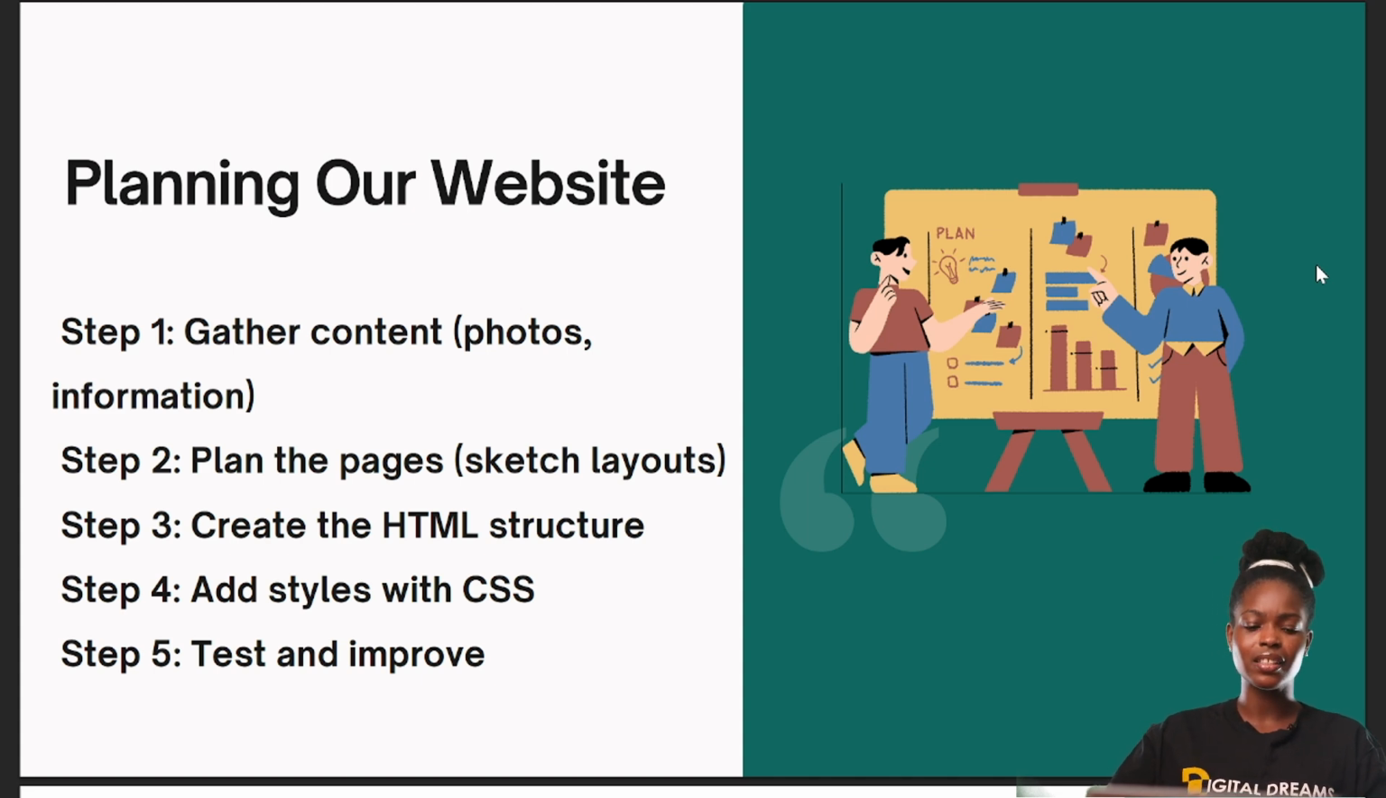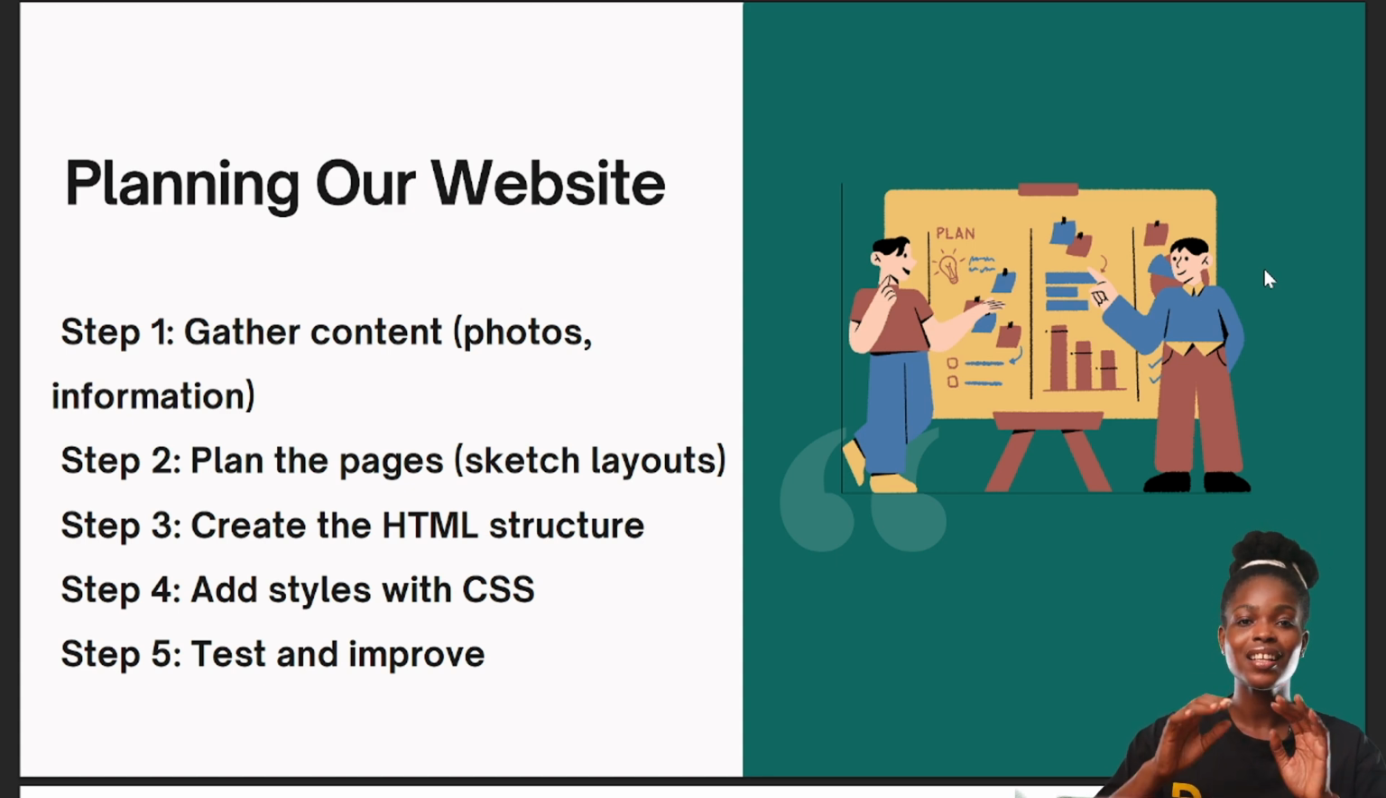okay, by designing it. So what we'll do is we'll gather content first. Make sure you have photos already and enough information. Okay, plan the pages, the sketch layouts, then you create the HTML structure. What else do you use? The CSS. This is where the CSS comes in. You decorate your home. And how do you do this? You use the CSS styles, you beautify it, you add color, you change the font family, font style, anything you want to do with that website. This is the time you do it because you've already created the structure.